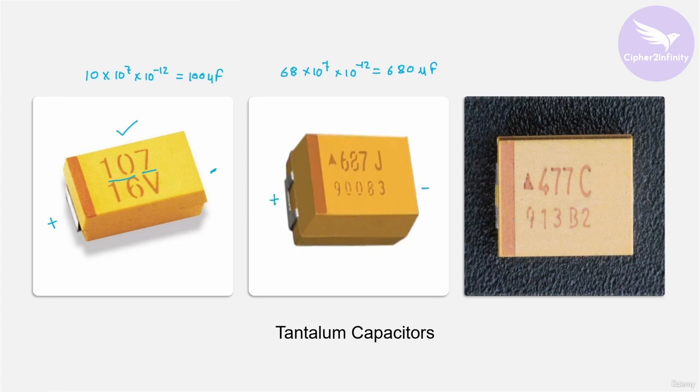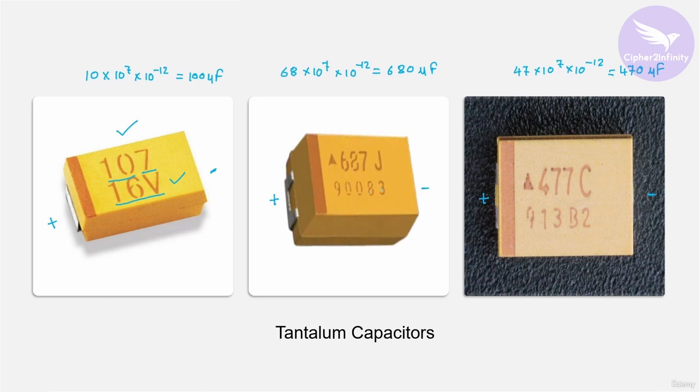After that, in this case, it's going to be 47 into 10 to the power 7. And after that, the multiplier 10 to the power minus 12 gives us 470 microfarad. So that's the value for this capacitor. This one is the positive terminal and this one is the negative terminal. You will observe one thing here: not every time is the voltage rating written on top of the tantalum capacitor. For example, on this capacitor, the voltage rating is given. However, in case of this tantalum capacitor and this tantalum capacitor, the voltage rating is not given.